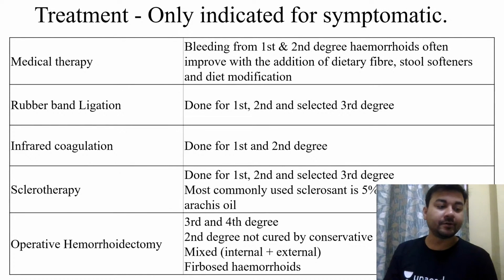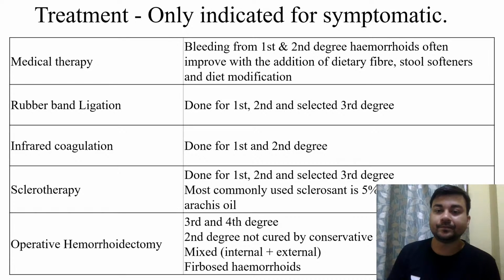Now, coming on to the treatment of hemorrhoid. Treatment is indicated only in symptomatic patients. For asymptomatic patients, only conservative management is followed. Also, if there is no bleeding, we can give conservative management. What is the medical therapy that we give to a patient of hemorrhoid? We give dietary fibers. We ask the patient to take salads and stool softeners like syrup grimafin, then isabgol. More and more salads in diet, high fiber diet. So this is the dietary modification that is advised.